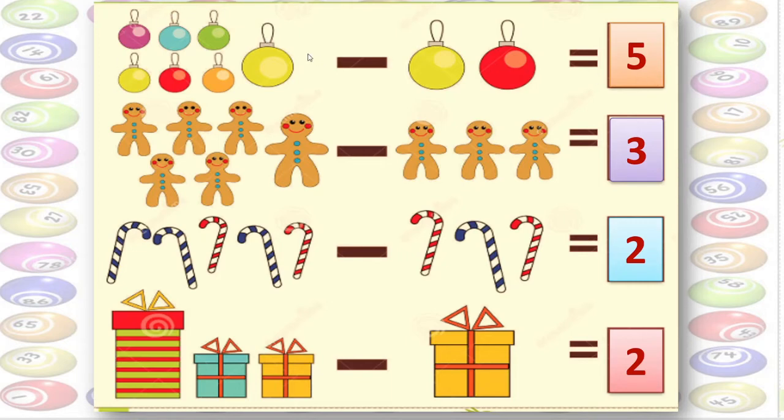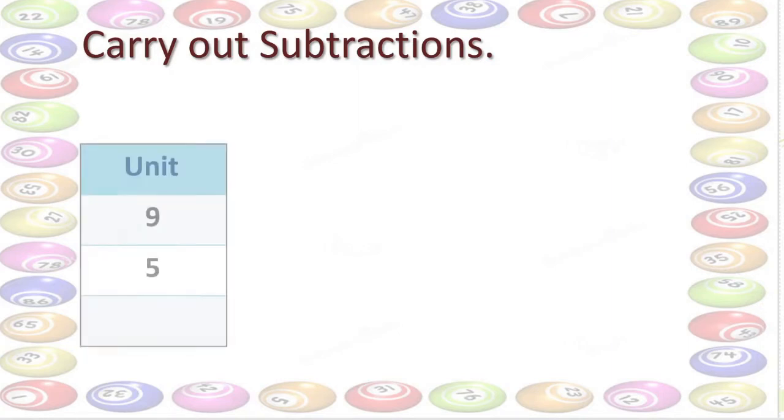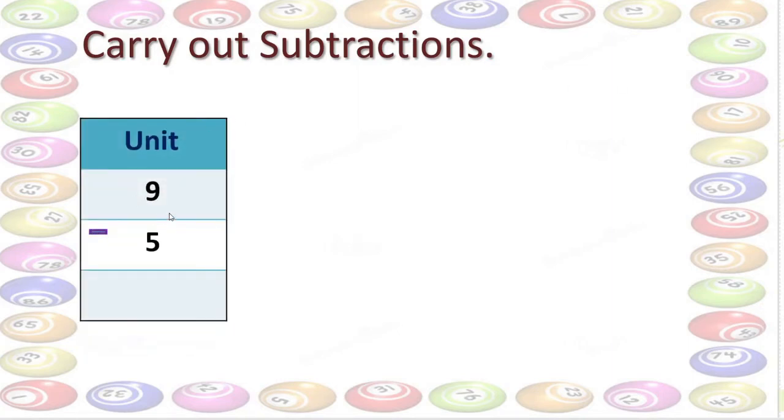Earlier there were 7, now how many? 5. Means we are making less. We are reducing, isn't it? Okay. Carry out subtractions. Here you can do this.